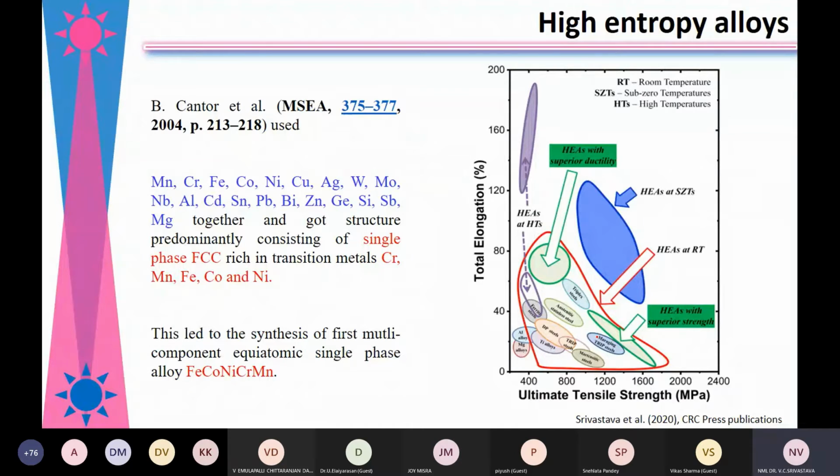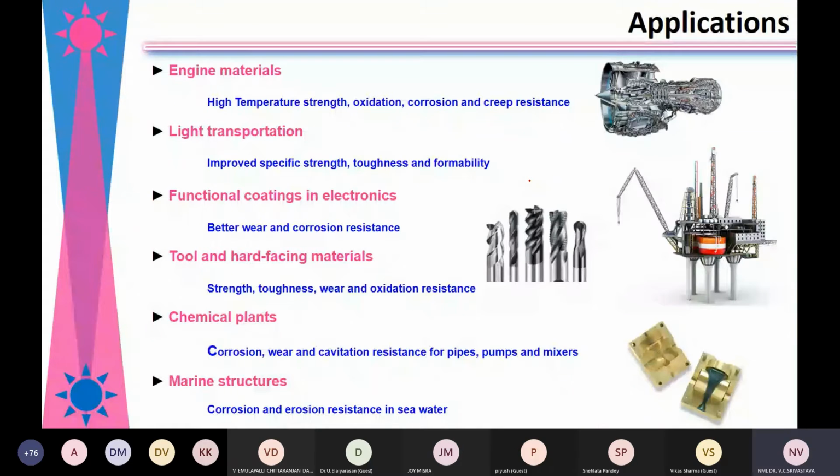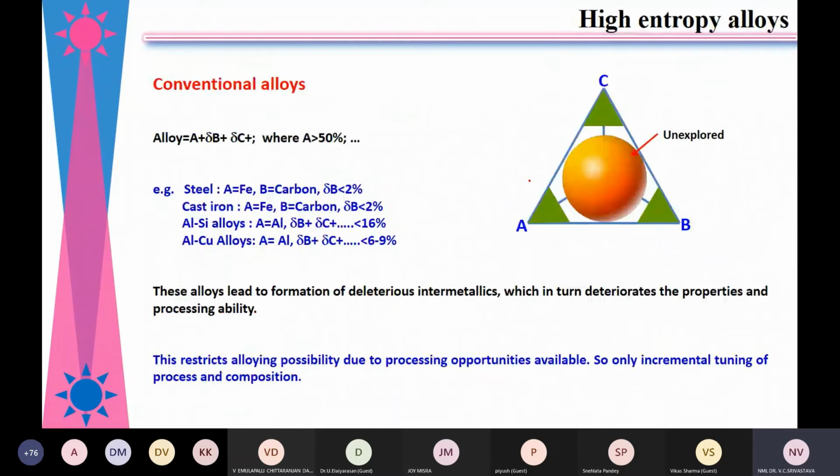So these are a new class of materials, and I think within the 17 years of development, we have a long way to go for such materials. And there are different applications in research for such materials like engine materials, light transportation, functional coatings we can do, because it depends upon the composition and how we can use them. So one thing is very clear: if you are in this region, then the possibility of designing new alloys is very small. But if you are here, you have a large possibility of designing a large number of alloys.